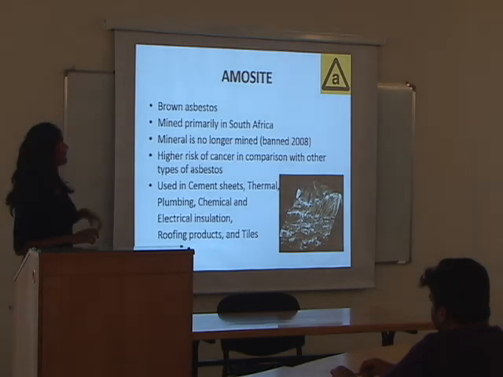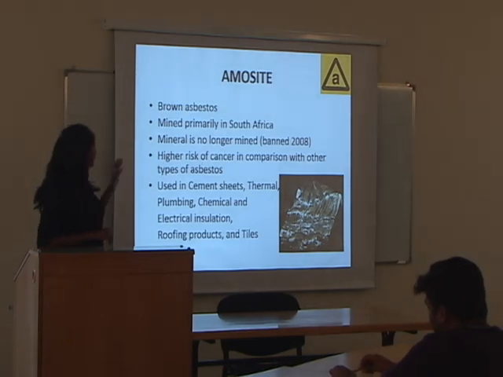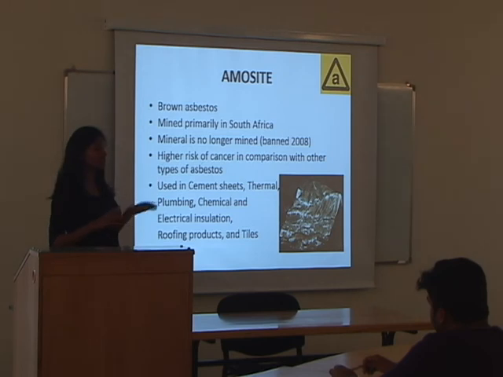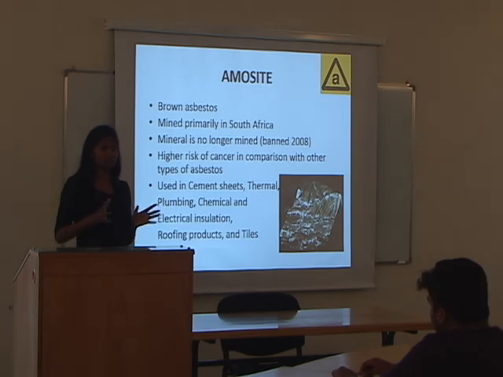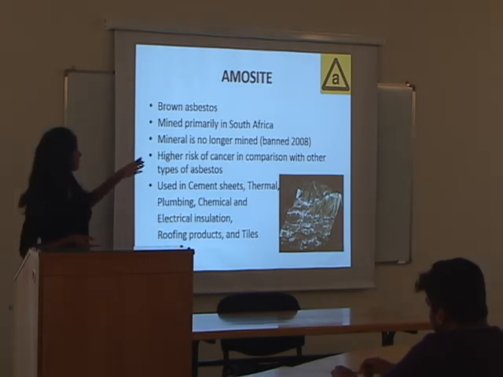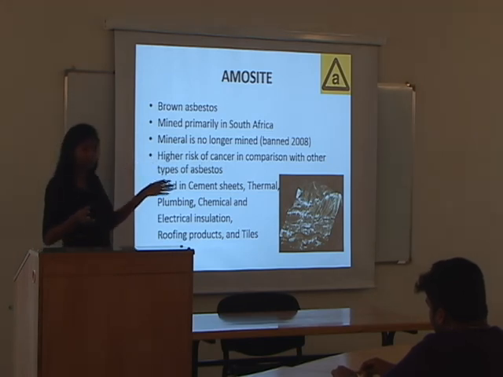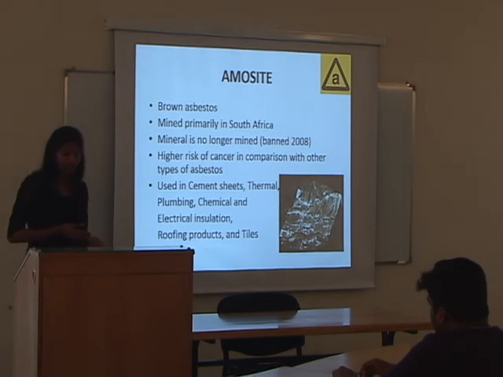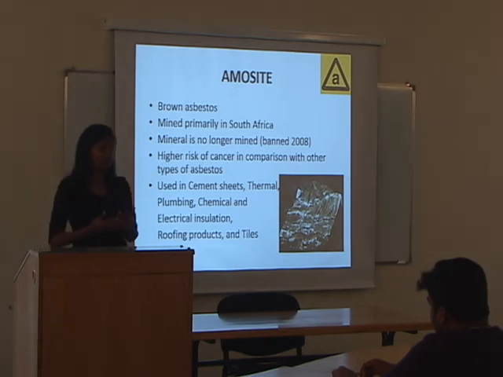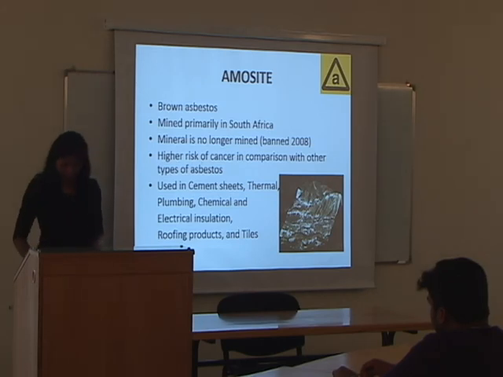Let me start with amosite. It is also called brown asbestos. It's mined in South Africa, and it's no longer mined because South Africa banned asbestos mining in 2008. This is one of the highest cancer risks compared to the other types of asbestos. It's mainly used in cement sheets, thermal, plumbing, chemical and electrical insulation. It was also used in roofing products and in tiles.